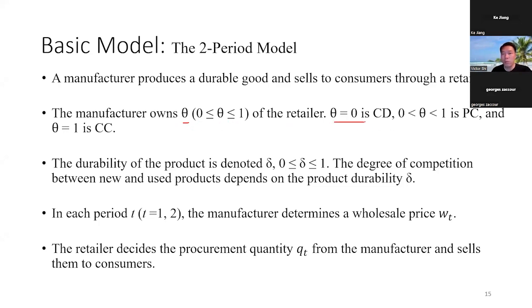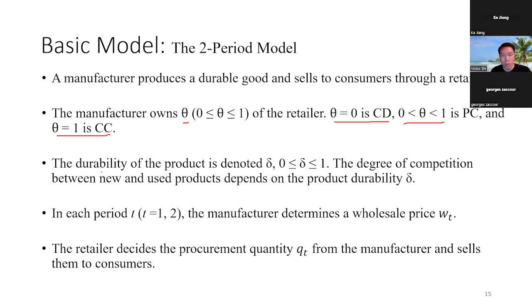If theta is 0, that means the manufacturer owns 0% of the retailer. That means the two firms are independent, right? Then the supply chain is completely decentralized. If theta is 1, that means the manufacturer owns 100% of the retailer. Then the supply chain is CC, completely centralized. If theta is strictly between 0 and 1, then it is partial centralization, right?